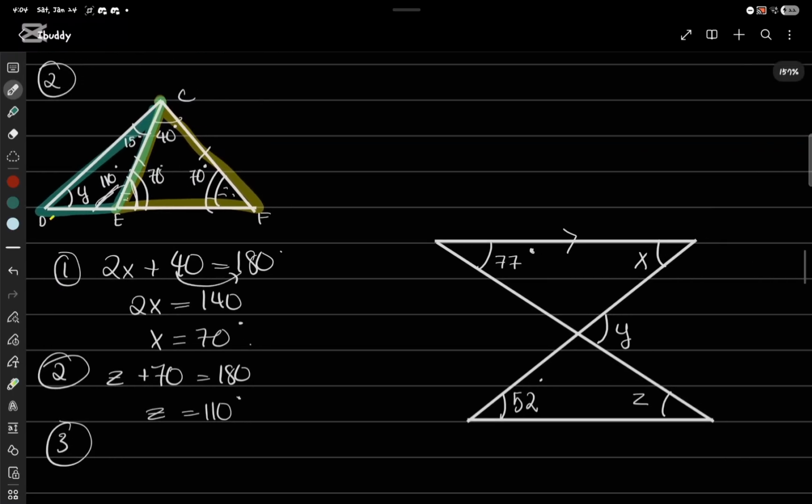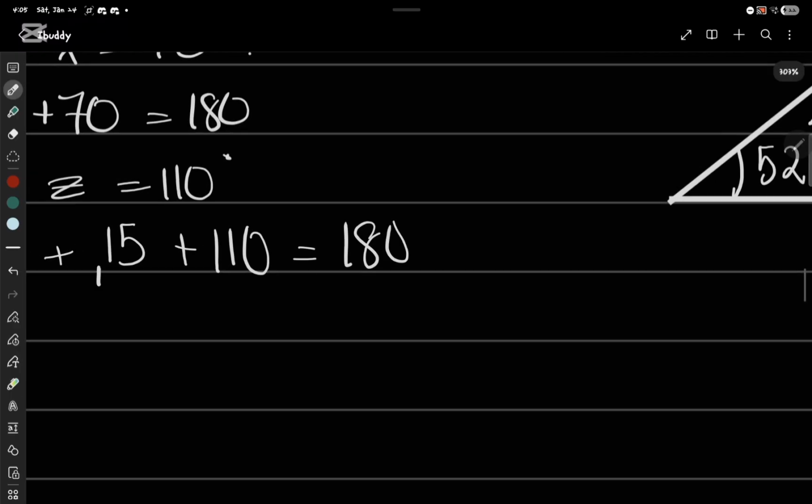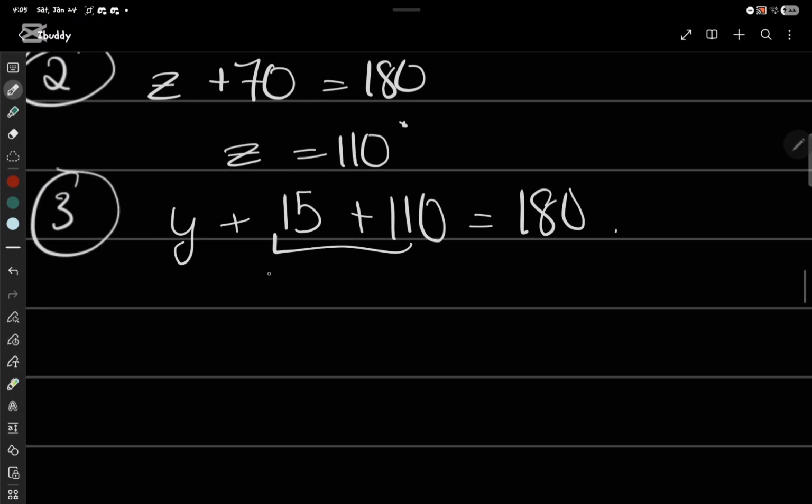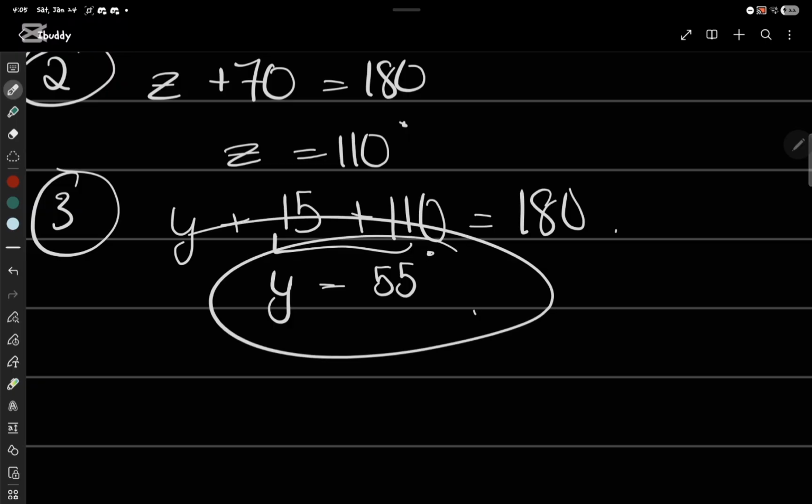So we can set up another equation, y plus 15 plus 110 equals 180. You can move these two numbers over this side. So that will get you y equals 55 degrees. Boom. Okay.